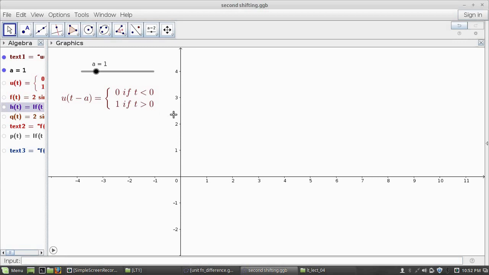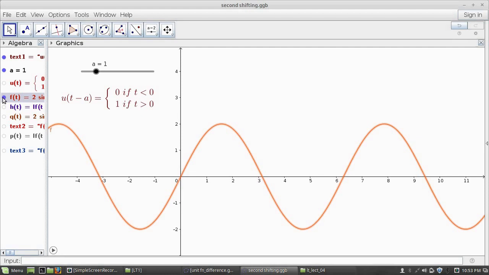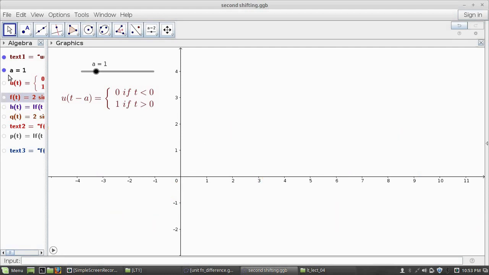See the visualization of the second shifting theorem for the function f(t) = 2 sin t. So this is the function f(t) = 2 sin t, and this is u(t - 1). Whenever a is equal to 1, this is u(t - 1), and this u(t - 1) has the output 0 for t less than 1 and equal to 1 for t greater than 1.